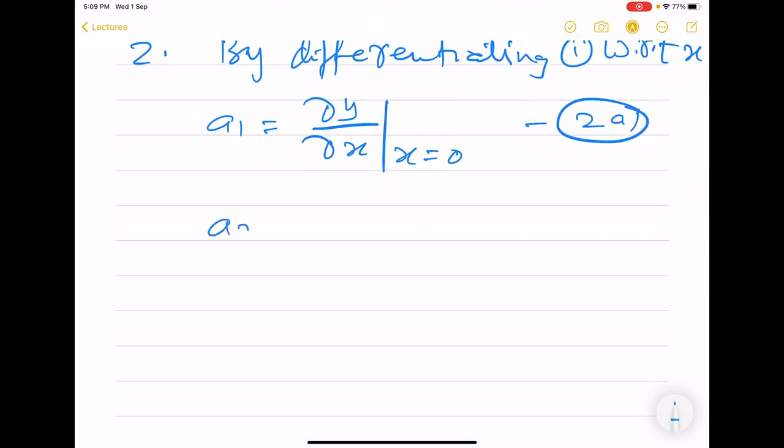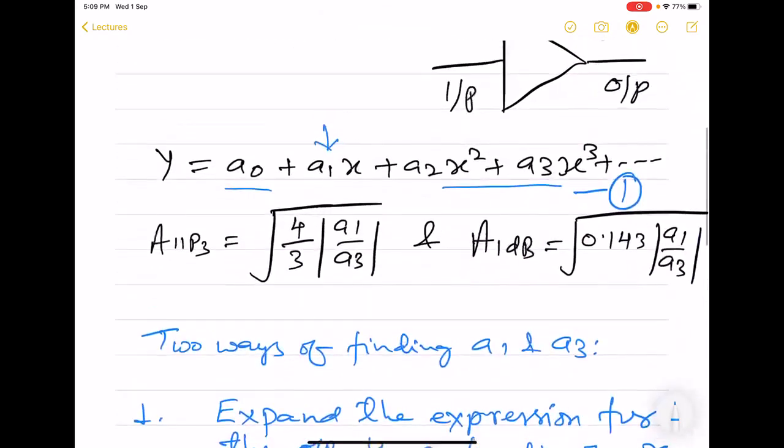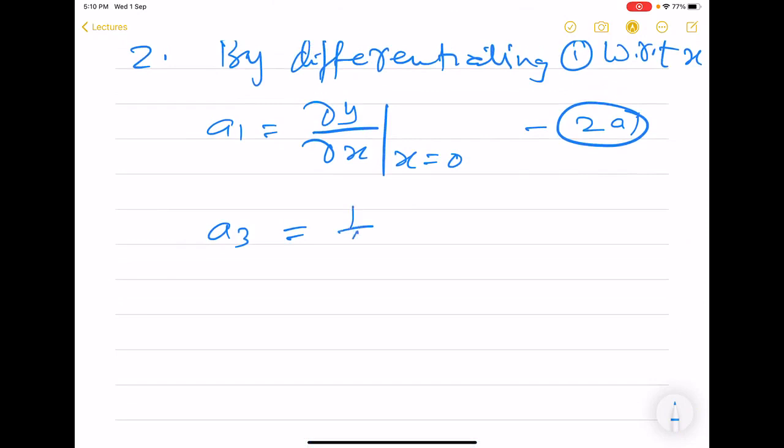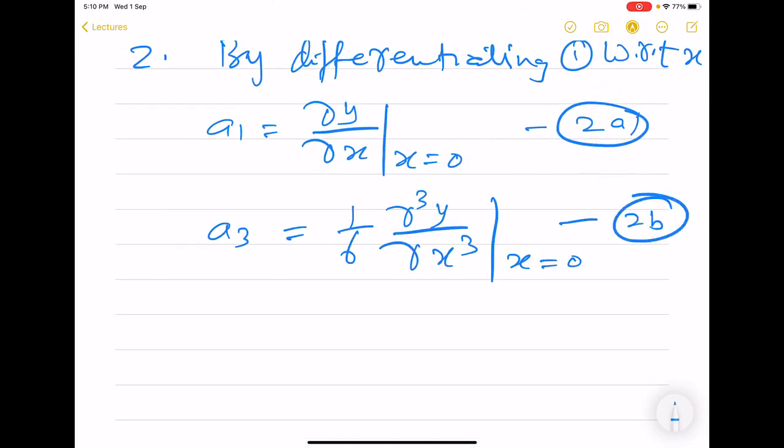Similarly, if we want to know A3, then we differentiate this expression 3 times, and in that case this term will become independent of x. These will be 0. Higher terms will become 0 when we put x equal to 0. So A3 will be given by 1 by 6 times the third derivative of y with respect to x evaluated at x equal to 0. So these are the two techniques that we will follow to find out the expressions for AIIP3 and A1dB.